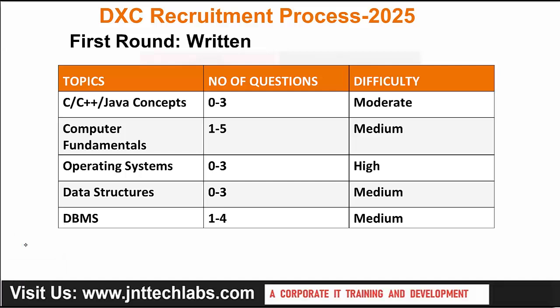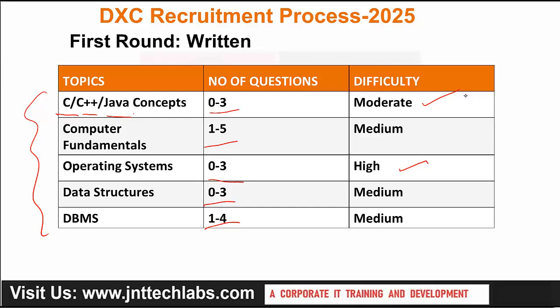C, C++, and Java concepts will be asked, 0 to 3 questions on this. Computer fundamentals, 1 to 5 questions will be there. And operating system, data structures, and DBMS. These are the various topics we need to know. But what is the difficulty level? In operating system, high level questions will be there. This is moderately high level.